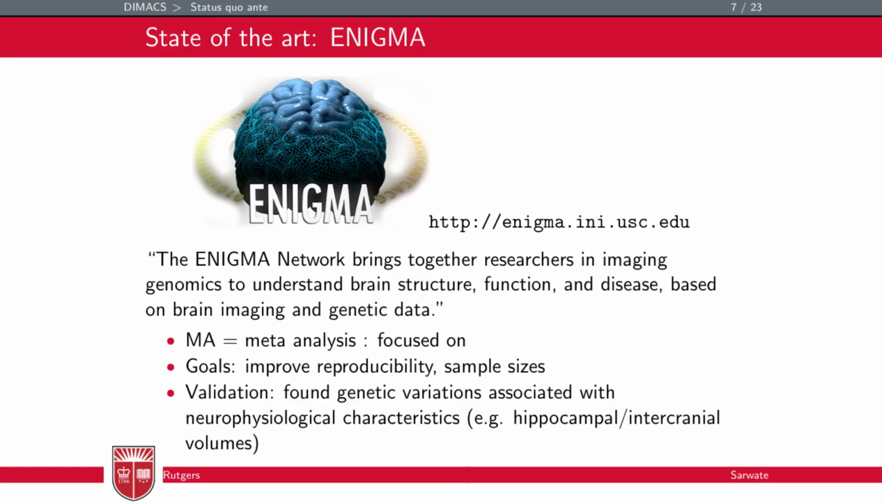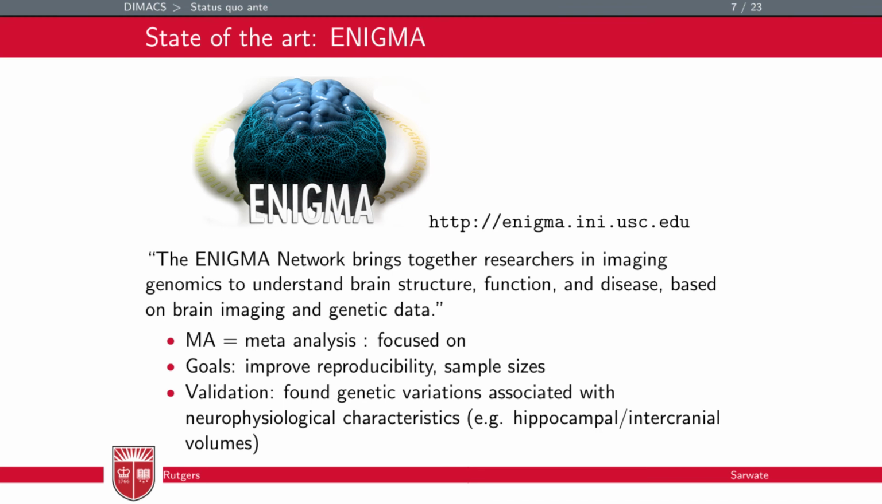And what exists now is this actually really great system called Enigma, where MA stands for Meta-Analysis. Oops, I didn't get to finish this sentence. So it's the Enigma system, which you can go to this URL to take a look, has a pretty broad goal to understand brain structure using genomics and imaging and genetic data.